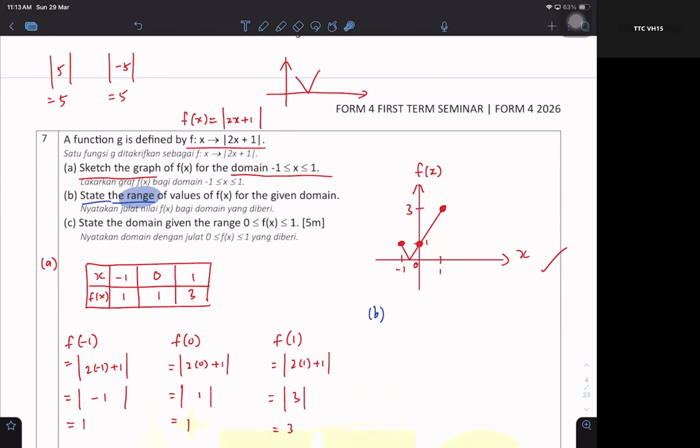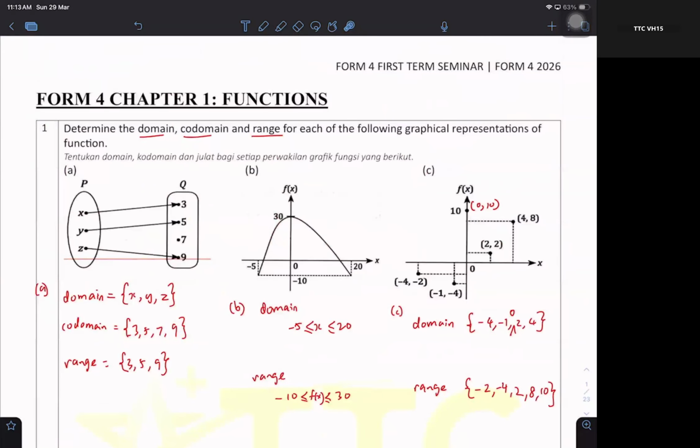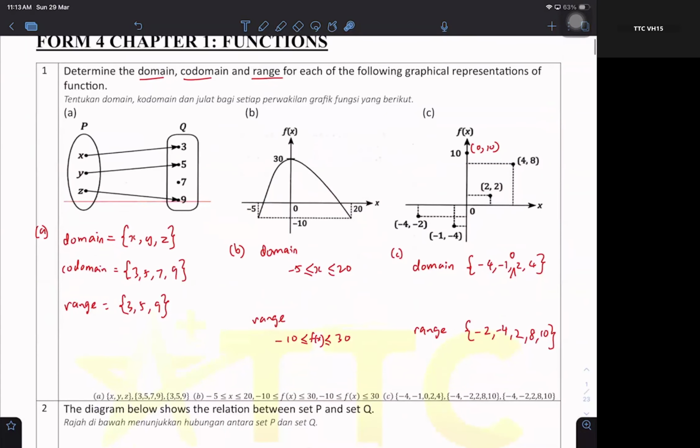Okay, then next question B. Now question B asks you to state the range. Do you still remember what is range? Anyone? Never mind, I show you. Go back to question one. Still remember here? Range is what? Range is the y. Domain is the x.